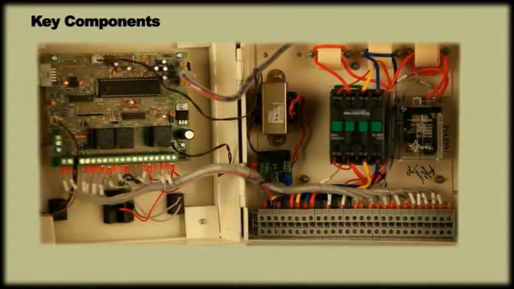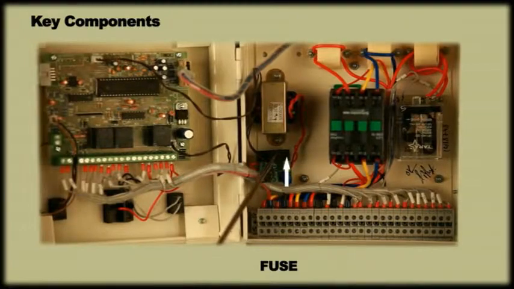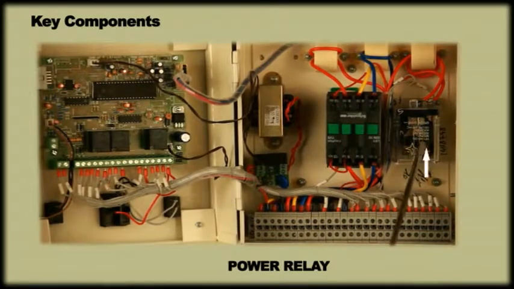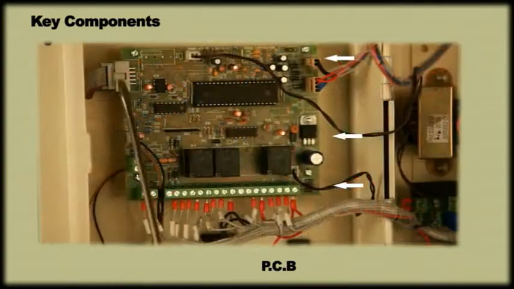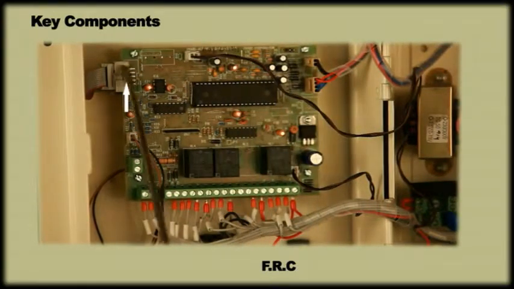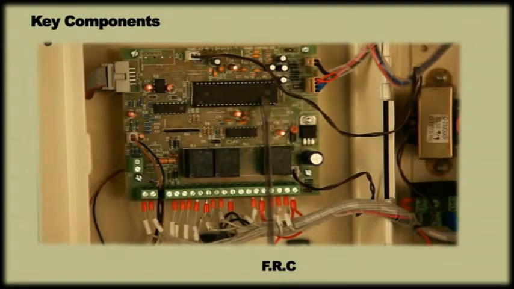Let us find out the different components of the control panel. Grey terminals, fuse, MOV, transformer, contactor, power relay, current sensing transformer, PCB, CT connector, FRC, main IC, green terminal, pre-wiring.